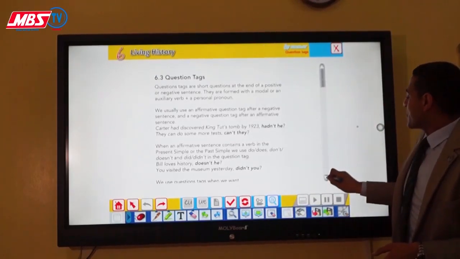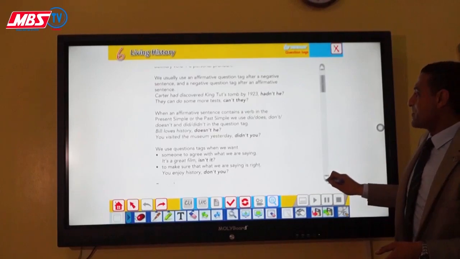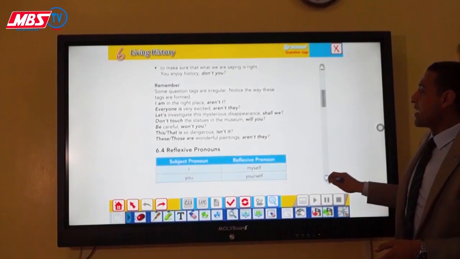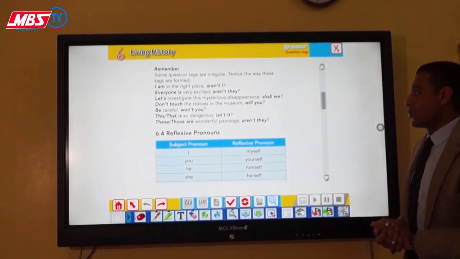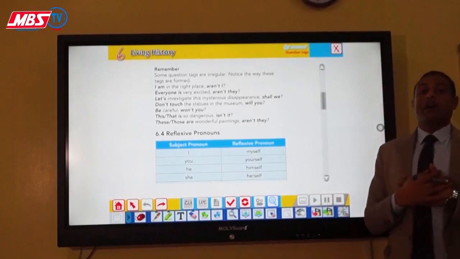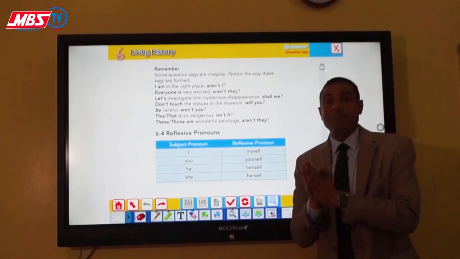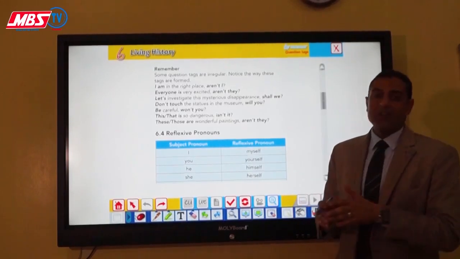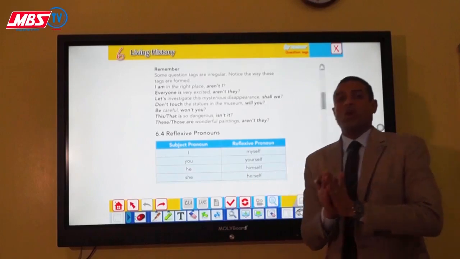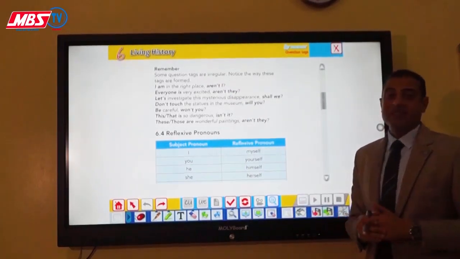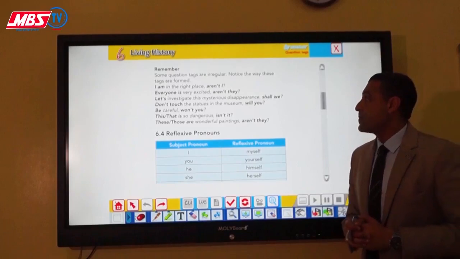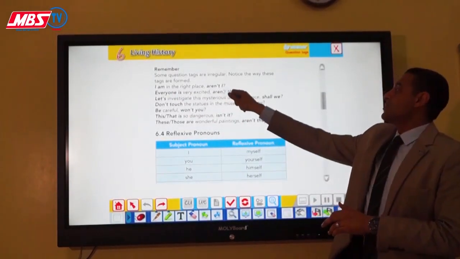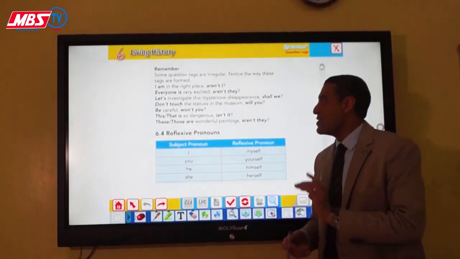There are some irregular question tags. We have to know them carefully. I am. If I see I am at the beginning of the sentence and I want to form a question tag, I cannot say am not I. No, I will say aren't I. Everyone is, aren't they?